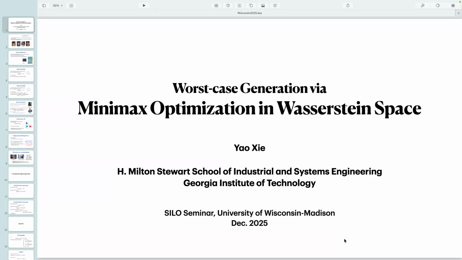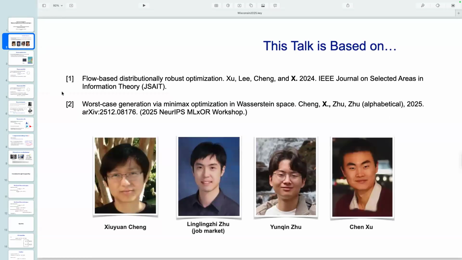This is very nice. Okay, so today I would like to talk about recent work on how to do worst-case generation, basically, through this minimax optimization framework, but it involves Wasserstein space, which is a space with continuous distributions and also the decision. So the work is going to be based on roughly speaking these two papers.